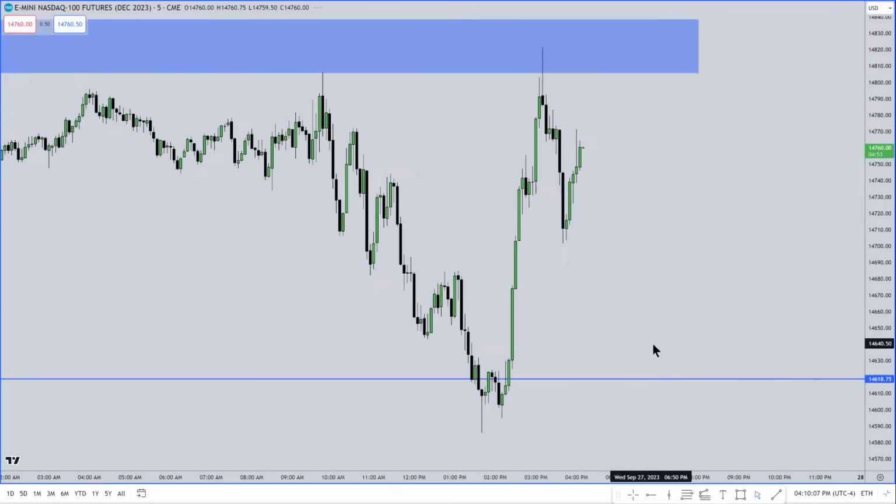I'll drop down to a 5-minute chart here. All the way back up into that inefficiency, taking out the buy side there. This morning was really nice. That was so good. And then this is the target, the liquidity at it.